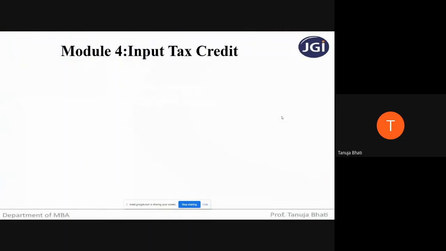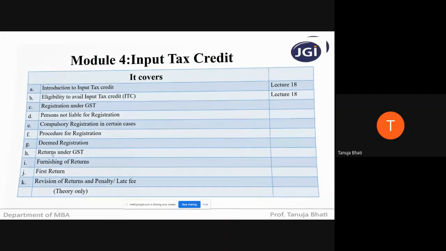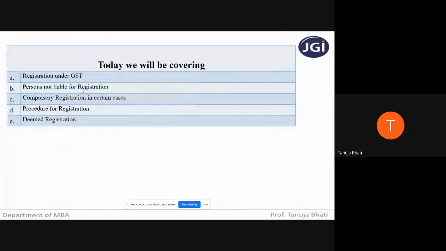So module number 4, as we know, is about input tax credit. In our previous lecture, that is lecture number 18, we had seen a brief introduction about input tax credit and eligibility to avail input tax credit. And we are remaining with the registration part and the returns. So today we will be covering registration under GST, persons not liable for registration, compulsory registration in certain cases, what is the procedure for registration, and deemed registration.